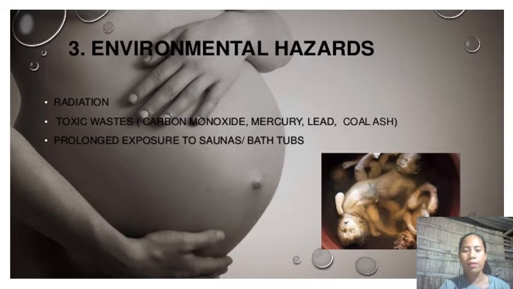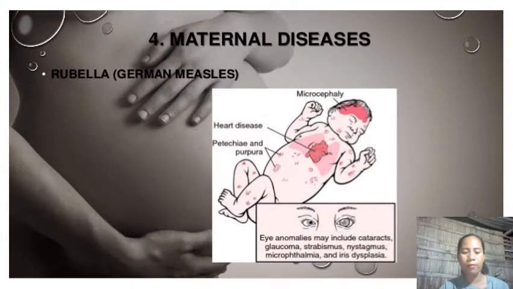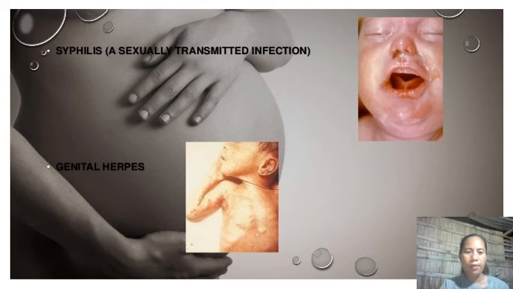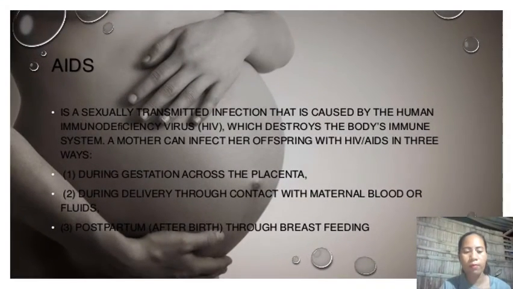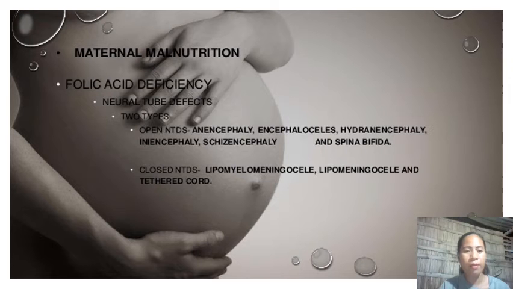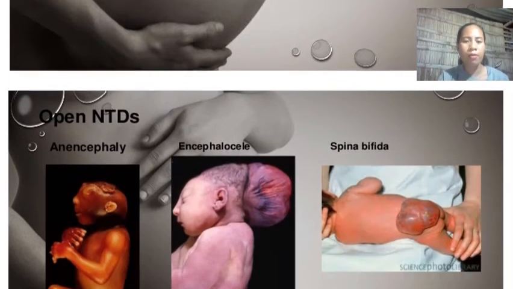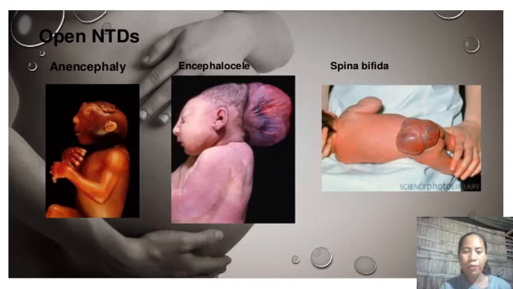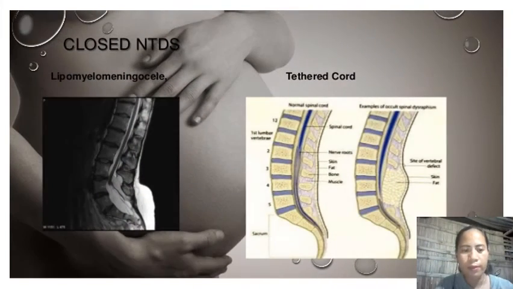The third one is environmental hazards: radiation, toxic waste, and prolonged exposure to saunas or bathtubs. Next are maternal diseases like rubella or German measles, syphilis, genital herpes, AIDS, maternal malnutrition, open neural tube defects, and closed neural tube defects.